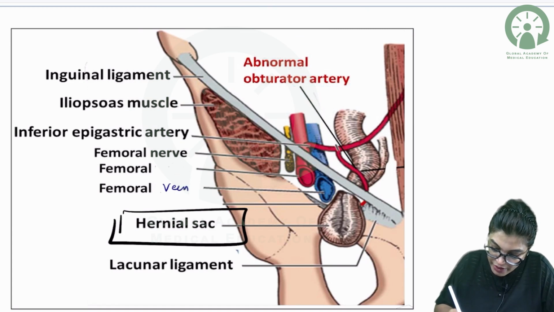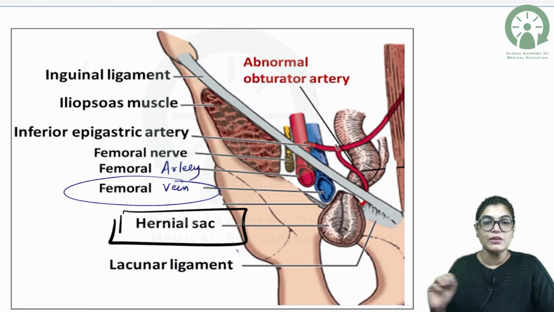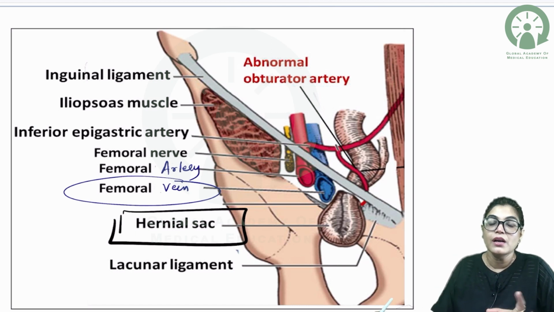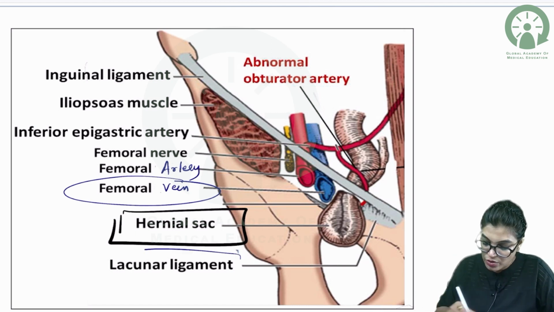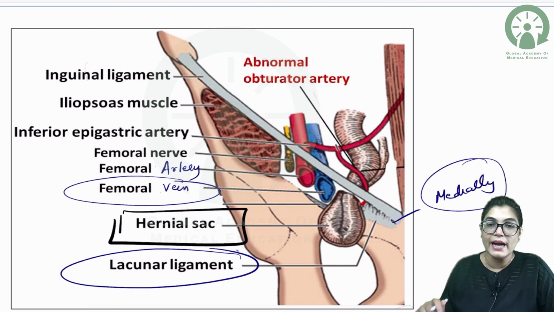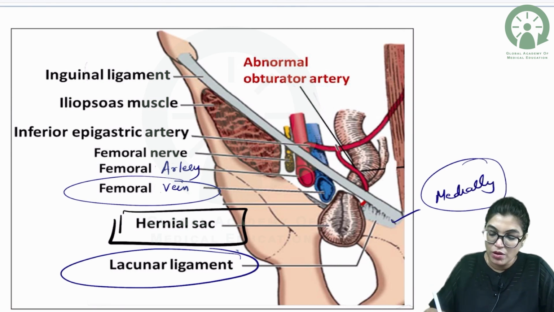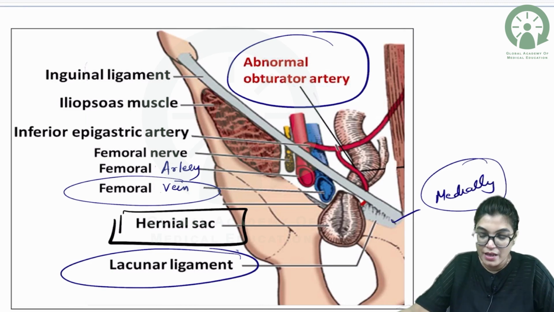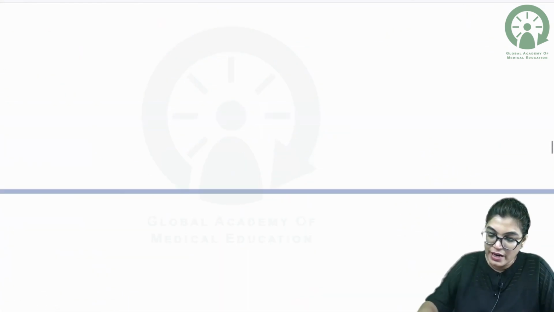So this is the femoral vein and this is the femoral artery. So if you go laterally incising, you can cut the femoral vessels. So surgeons prefer, and it is the preferable side, that we can enlarge that opening by cutting the lacunar ligament which is residing medially. But the problem is that in a few individuals, there is an abnormal obturator artery, which can be accidentally ligated and cut in this situation, and this can lead to enormous bleeding. So please note down abnormal obturator artery.